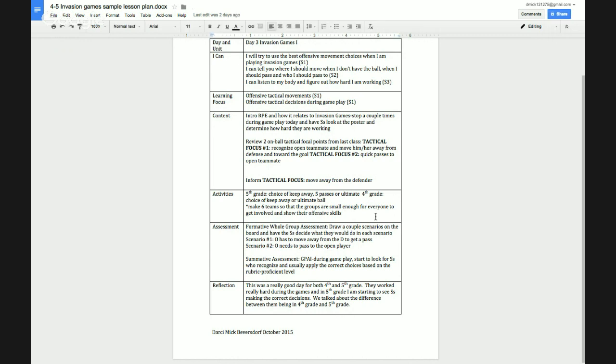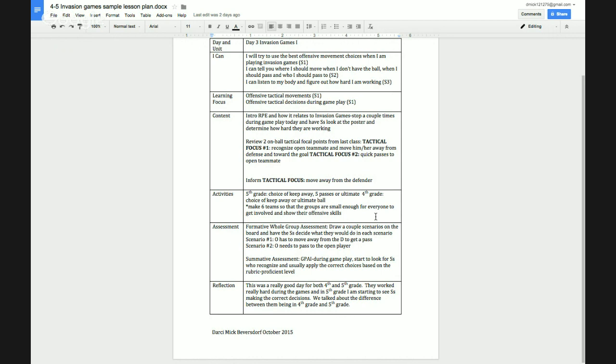The activities then that I planned for the day, for my 5th grade, they were doing choice of keep away, 5 passes, or ultimate. So they had 3 choices they could make within their group. Every group could have done something a little bit different, but they had 3 choices to accomplish this goal. For 4th grade, I hadn't really taught them all the ultimate rules yet, so I didn't give them that choice. I gave them the choice of keep away or ultimate ball.